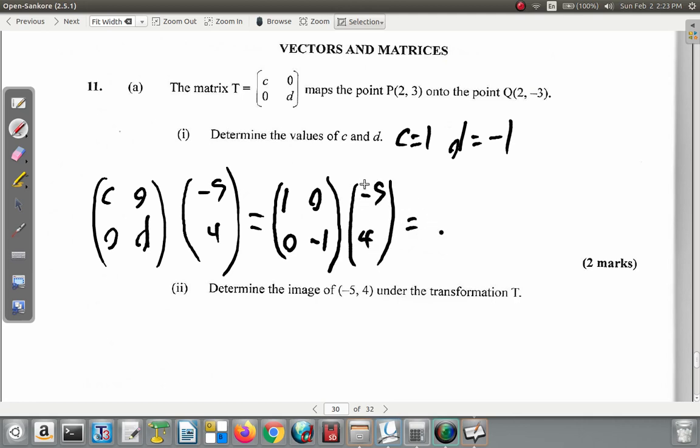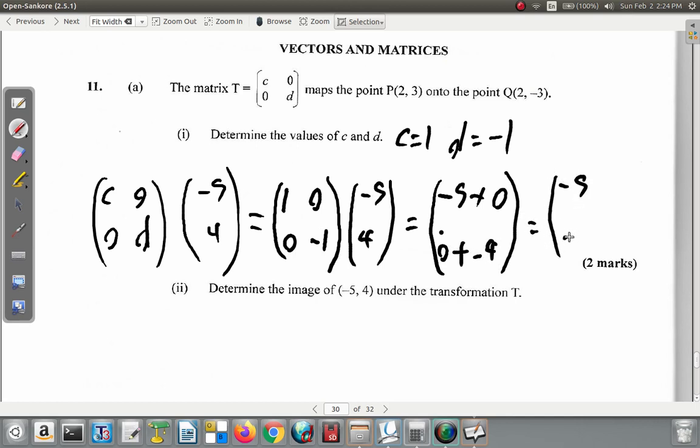So what you have is 1 times negative 5 is negative 5, plus 0 by 4 is 0 up here, and you have 0 by negative 5 is 0, plus negative 1 by 4 is going to be negative 4. So the image is (-5, -4). Good. So the image is (-5, -4).